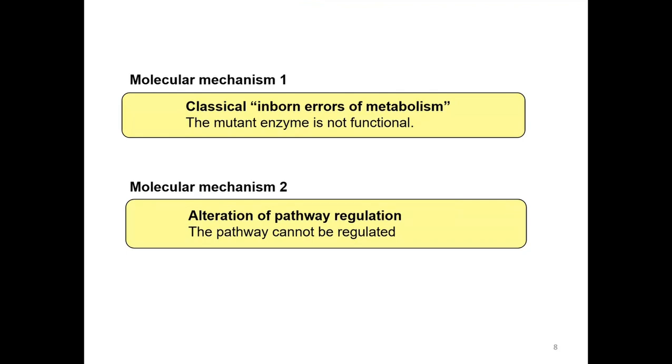So classical inborn errors of metabolism have a mechanism which is having a mutation in an enzyme in a metabolic pathway, and therefore as a consequence of the mutation the enzyme is not working properly anymore, and this is shown in box 1, molecular mechanism 1. However, there are other metabolic alterations in which we do not have alteration of the enzyme, but rather an alteration in the regulation of the pathway. So the metabolic pathway is not integrated correctly anymore in the metabolism, and that's mechanism 2.